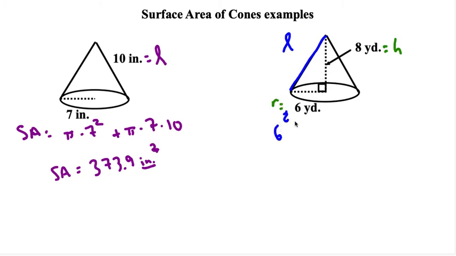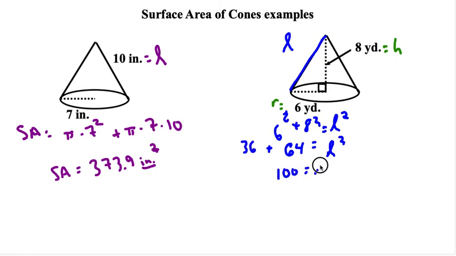6 squared plus 8 squared equals L squared, because L is the hypotenuse. I'll save you a little bit of drama, but 36, 6 squared, plus 64, altogether 100, which means that the slant height is equal to, well, remember you have to take the square root, 10. So that means it is 10 yards. So, run the formula again.